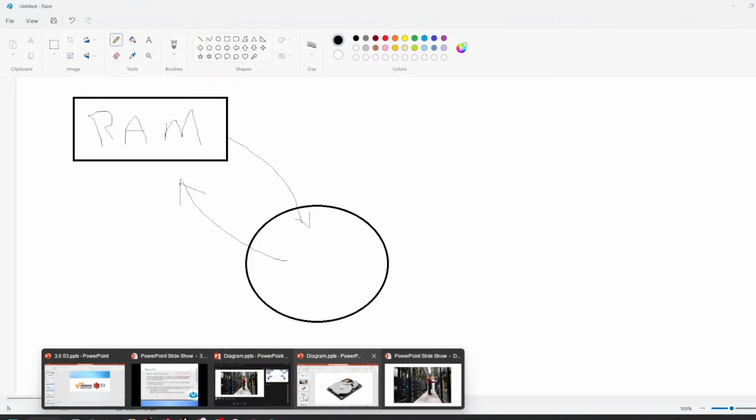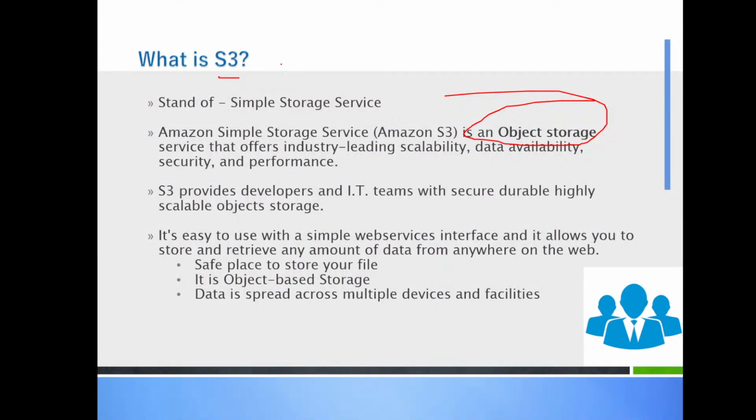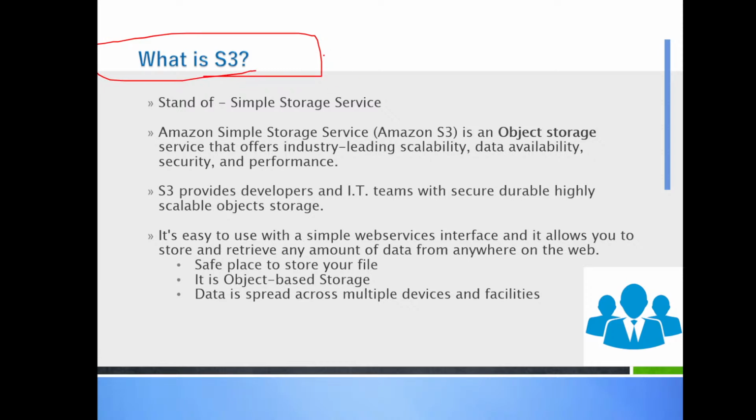So this is how your system works, right? So S3 is the object storage. You can't run any application here. It's only storage. You can just store the data. That's why it is called object storage. To run the application, to run the OS, you require block storage. As simple as that.